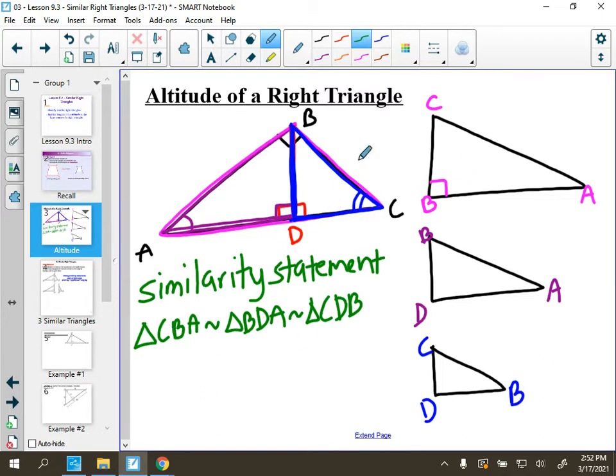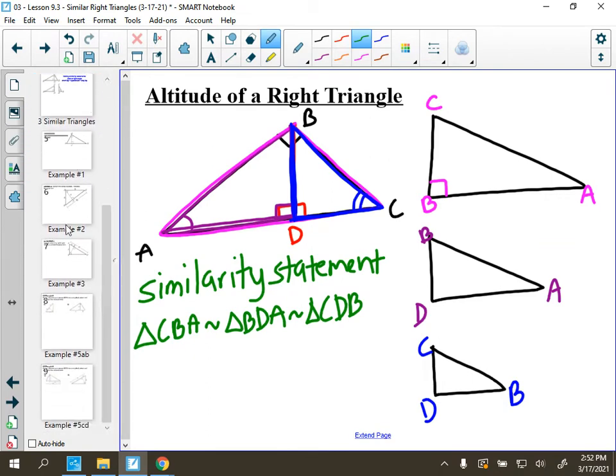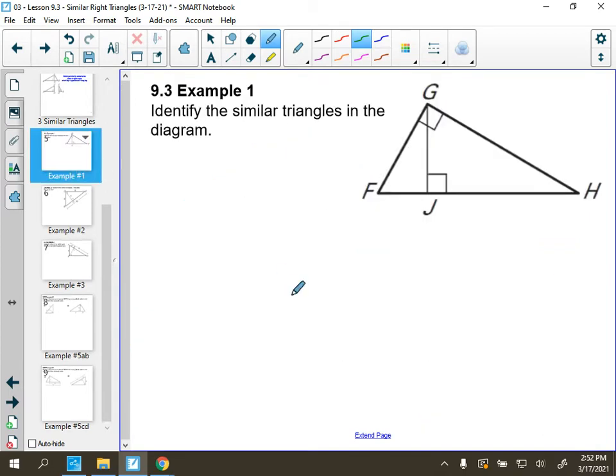Let's take a look. The first example I have set up is essentially doing the same thing here, so it'll give you a chance to practice it. Really what we have left are a couple of examples of how we would use this to find unknown side lengths. So pause it, draw the picture. What I'm asking you to do, and the homework is set up this way, is draw those three triangles, identify the similar triangles in the diagram, and essentially give me a similarity statement of these three triangles.